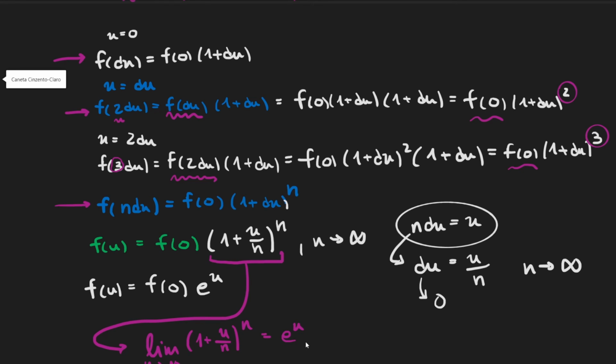And this f(0) is just a constant, because it's the function evaluated at 0, so it can be 1, 2, 3, 4, pi, whatever. So we got to a nice conclusion: f(x) just needs to be a constant times e to the x.